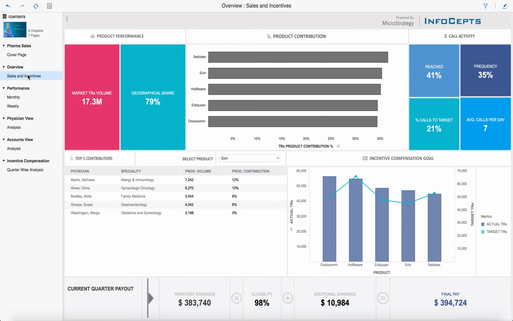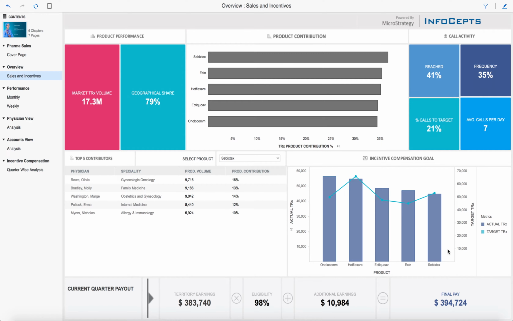So with this overview, the business user can get an overview of the market, total prescription volume, geographical share, and also a view of the top 5 products that are contributing to the market. As you can see, hovering over the different bars gives you the specific number behind the graph. On the top right side, we have call activity, which shows how the sales team activity is impacting actual product performance. We also have the ability to select, for any given product, the top 5 contributing physicians and show their specialty, volume, and contribution.